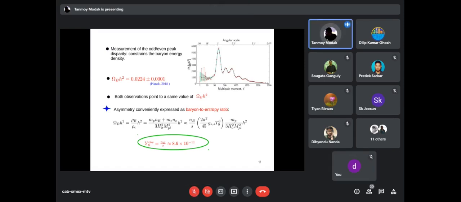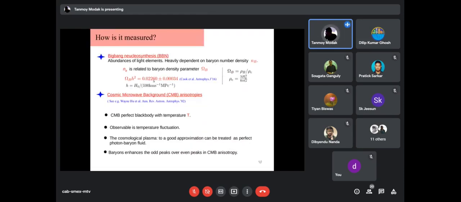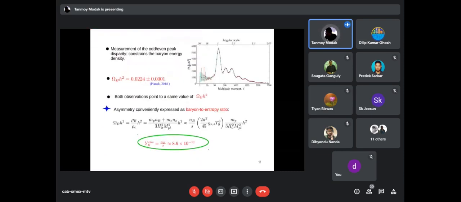Both observations basically point towards the same number. There is some discrepancy, some 2-point-something sigma deviation between these two numbers, but I'm not going to explain that today. They essentially point to the same number. From that, one can express this quantity in a convenient way, the so-called baryon-to-entropy ratio.